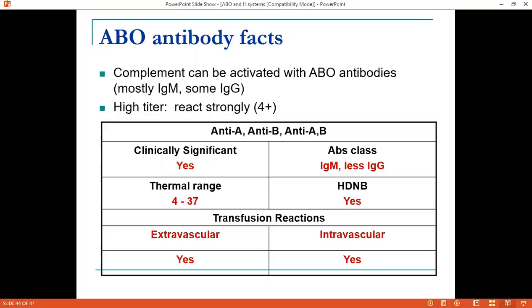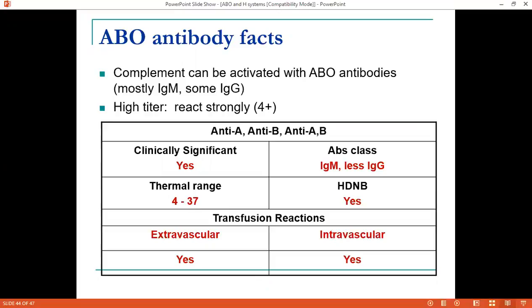The clinical significance of these ABO antibodies is very, very high, and as you can see why, it can cause an acute hemolytic transfusion reaction. It can occur both extravascularly as well as intravascularly. An acute hemolytic transfusion reaction is hemolysis, and it's characterized by a rapid onset of fever, chills, hemoglobinemia, and hypotension, and it can develop into major complications such as shock, renal failure, and disseminated intravascular coagulation.